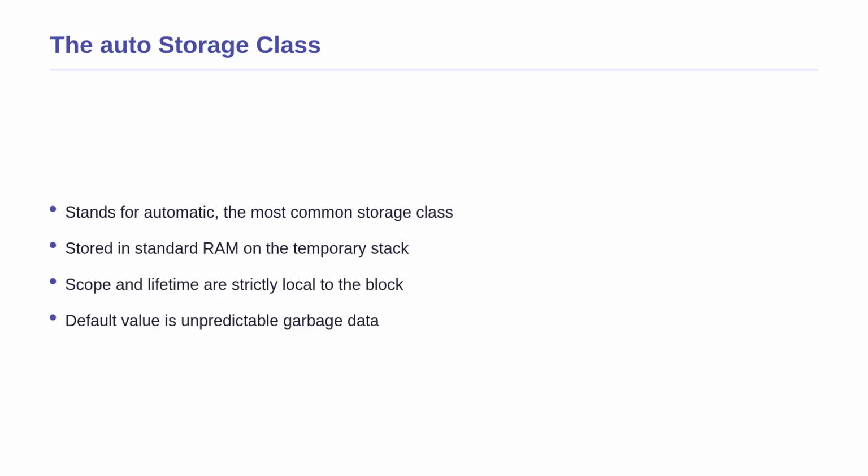Starting with the most common storage class, we have auto, which stands for automatic. Whenever you declare a normal variable inside a function, the compiler automatically treats it as an auto variable. These variables are stored in standard RAM, specifically in a temporary area called the stack.